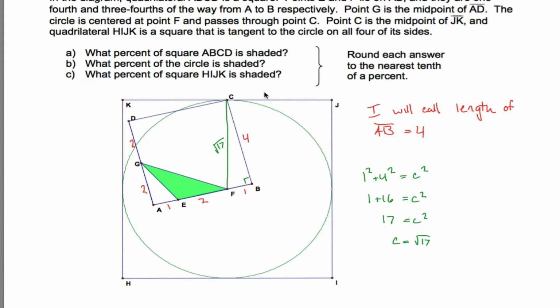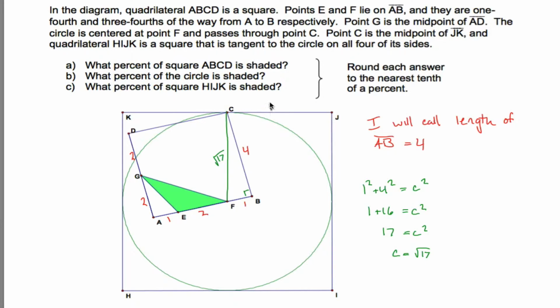But since HIJK is a square, if this is twice the square root of 17, this is twice the square root of 17. And since C is the midpoint of K and J, this right here is the square root of 17, and this right here is the square root of 17. I think that's all the information I'm going to need to go through and solve some of these questions.